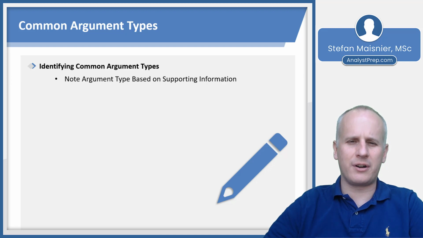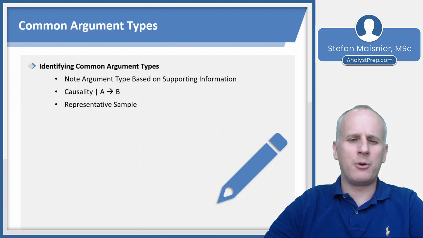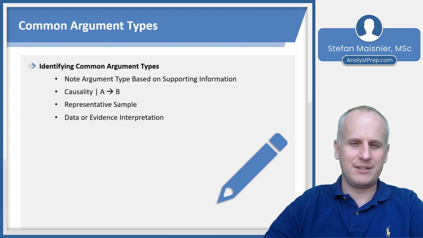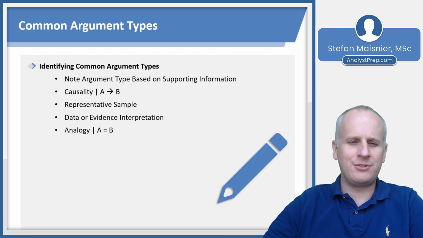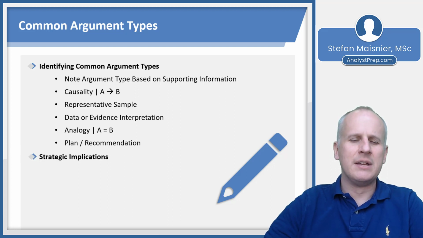So you can note your argument type based on the categorical supporting information. If you have a causality, that's saying that because A happened, B is guaranteed to happen. A representative sample means you take some sort of sample and apply it to a larger whole. Data or evidence interpretation is literally what it says. It's taking some data or some evidence and going, okay, based on this, I believe that. An analogy simply means that two items are comparable in some reasonable ways, and a plan or recommendation argument type basically means we're going to do the plan that is presented.